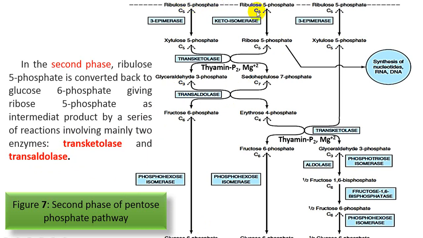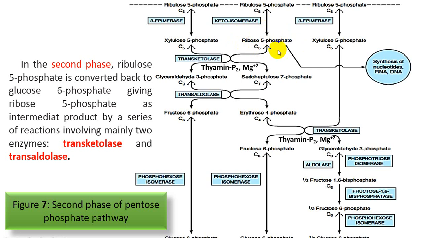Three molecules of ribulose 5-phosphate, in the presence of epimerase enzyme, are converted to xylulose 5-phosphate. And in the presence of ketoisomerase, ribulose 5-phosphate gives ribose 5-phosphate. The same enzyme, epimerase, gives xylulose 5-phosphate, but ketoisomerase gives ribose 5-phosphate.